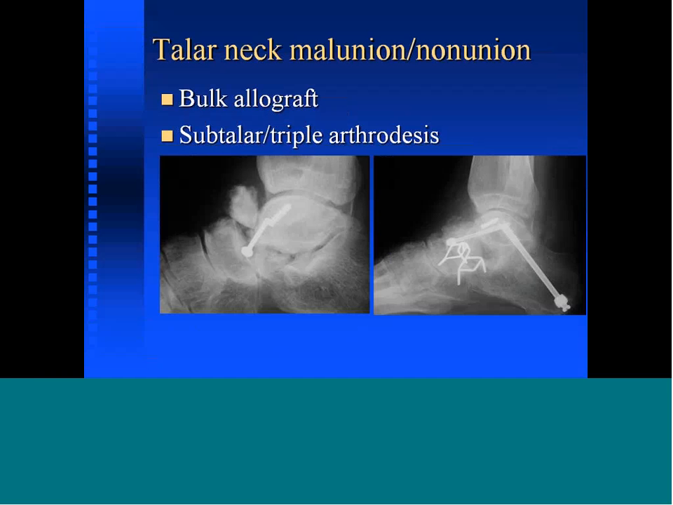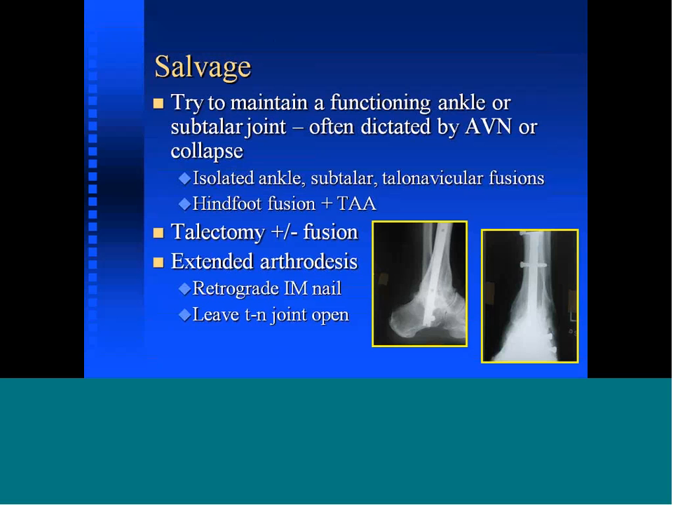So again, occasionally these talar neck fractures don't do well and have to be salvaged in one form or another. I think when you do talk about salvage of these talar neck injuries, you are trying to maintain either a functional ankle or subtalar joint, if not both. Obviously, our preference is to certainly preserve an ankle joint over a subtalar joint, but both are important. And as you try to preserve those joints, that is often dictated by the extent of avascular necrosis or collapse.